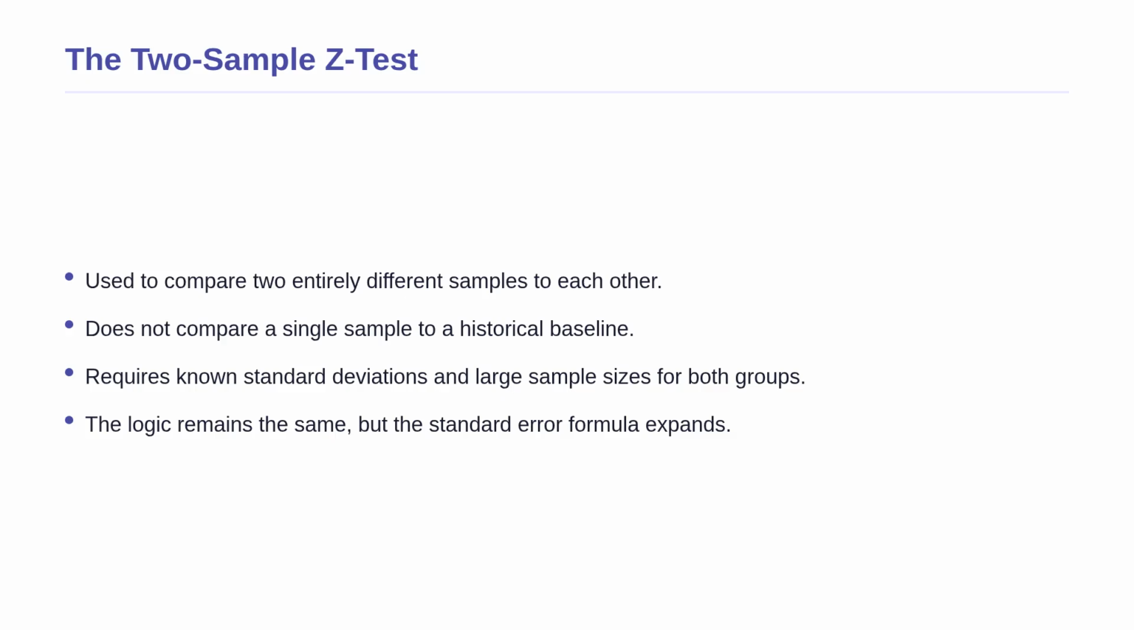The underlying logic is exactly the same as before. We want to see if the difference between the two groups is larger than what we would expect by random chance. However, because both groups have their own natural variation and their own sample sizes, the formula for the standard error must expand to account for both sets of data simultaneously.